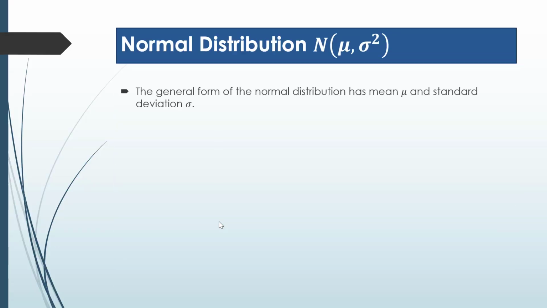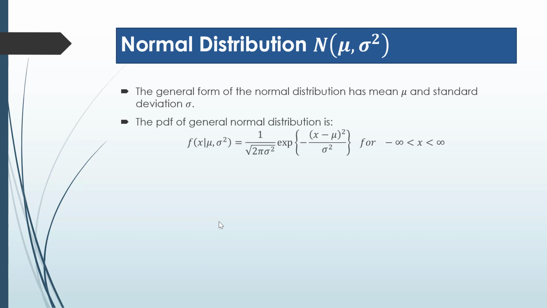Now we go to the general normal distribution. The general form of the normal distribution has mean mu and standard deviation sigma. The PDF of the general normal distribution is f of x given mu and sigma square is 1 over square root of 2 pi sigma square, exponential of negative x minus mu whole square over 2 sigma square. For x here, the domain is the whole real line. The mean is mu and the standard deviation is sigma.